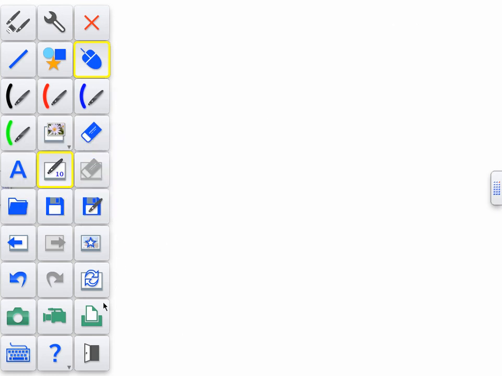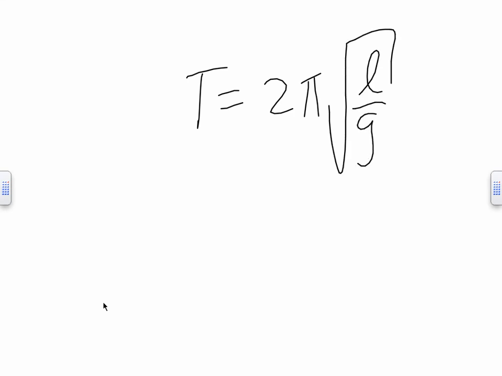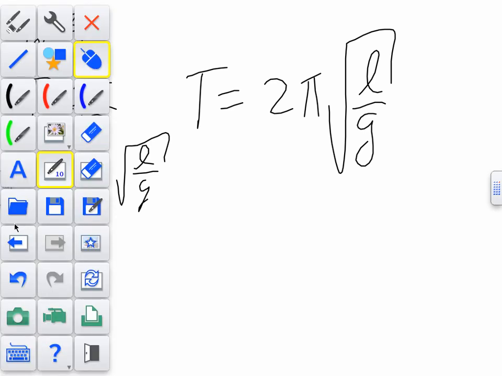the period is 2 pi square root of L over g. And that's because omega is 2 pi over T, so T is 2 pi over omega. So then that's 2 pi square root of L over g, because omega is the square root of g over L. All right, you need to be able to do both of those derivations, so work on that.